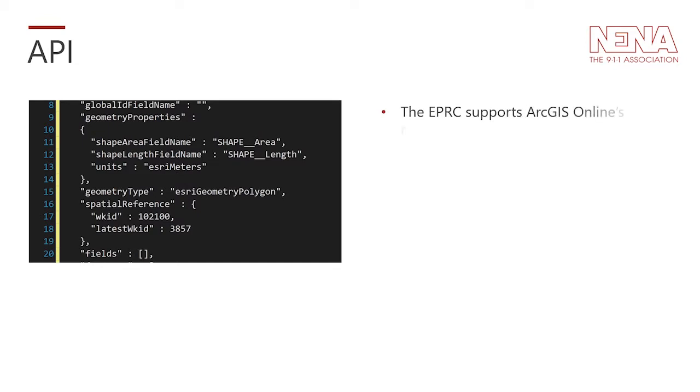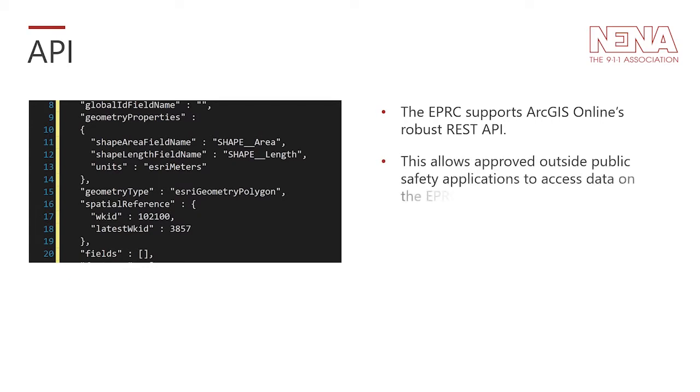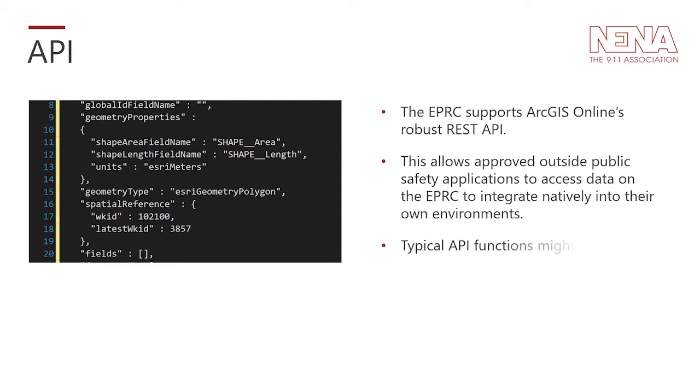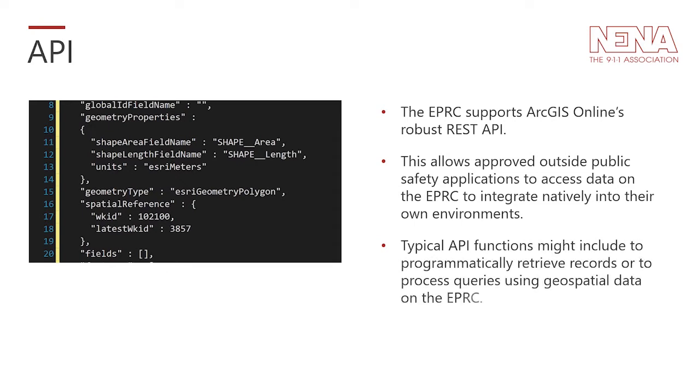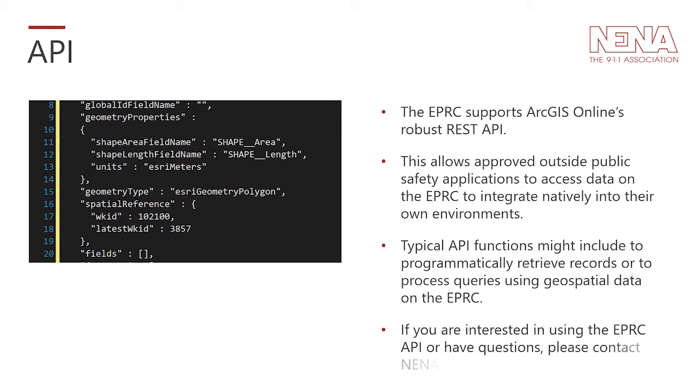The EPRC supports ArcGIS Online's robust REST API. This allows approved outside public safety applications to access data on the EPRC to integrate natively into their own environments. Typical API functions might include to programmatically retrieve records or to process queries using geospatial data on the EPRC. If you are interested in using the EPRC API or have questions, please contact NENA.